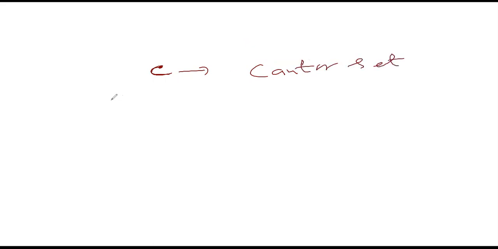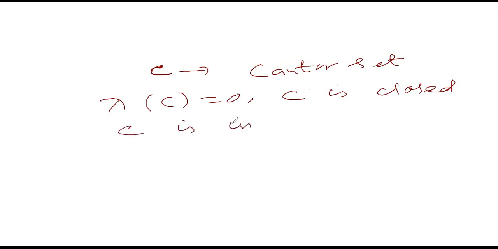These are some properties. Its Lebesgue measure is zero. C is closed. And one of the important properties is that C is uncountable. So it is an example of a set which is uncountable, and it's also a null set. Its Lebesgue measure is equal to zero. Its cardinality is uncountable. Therefore, the cardinality of C is little c, the continuum.